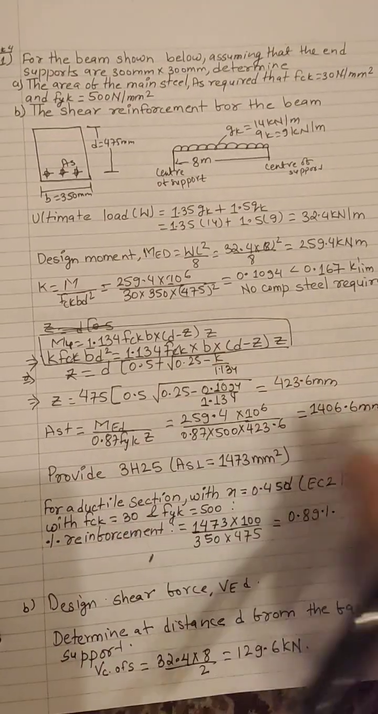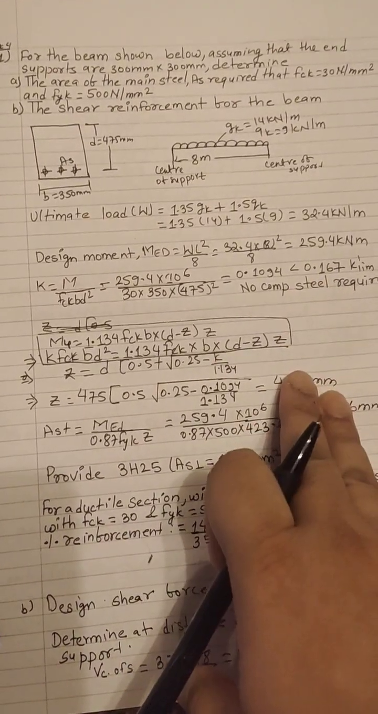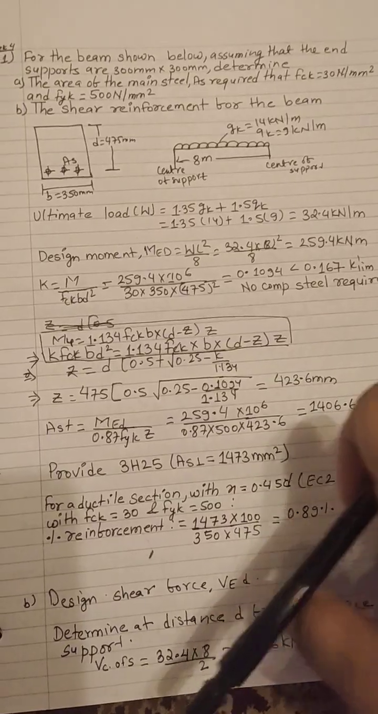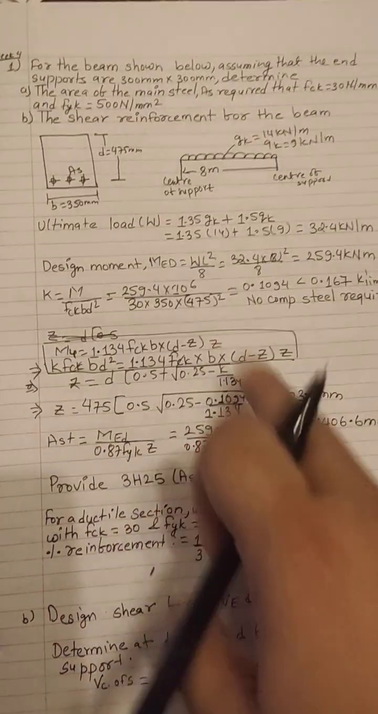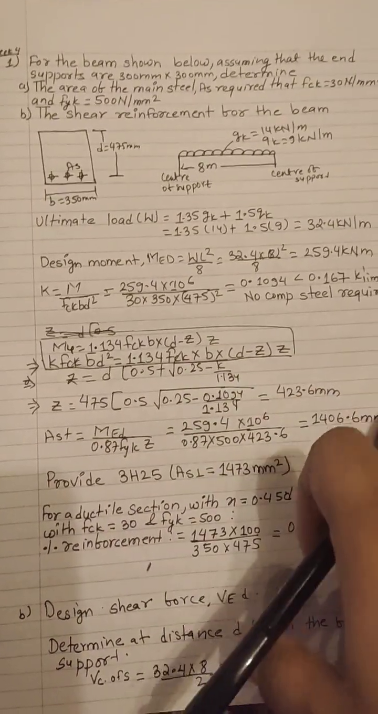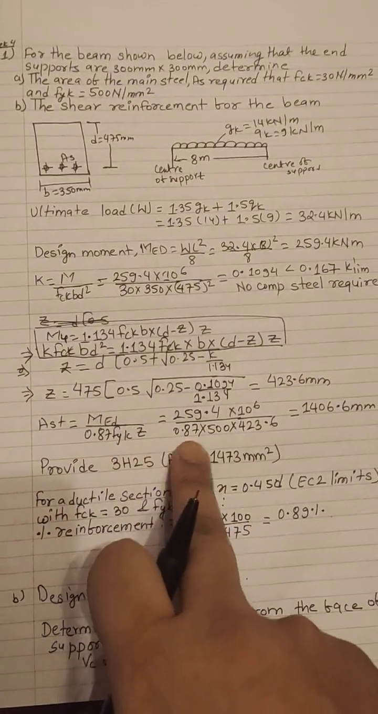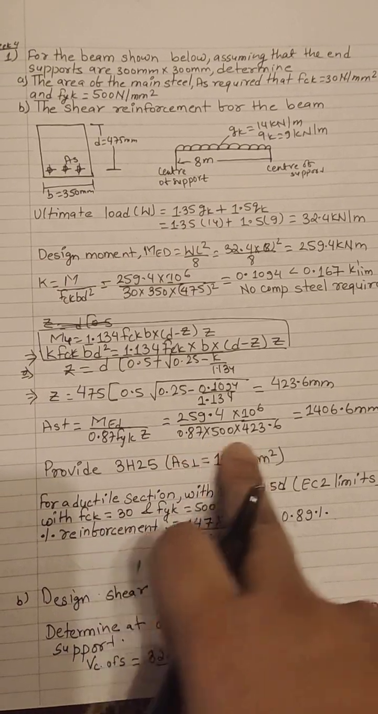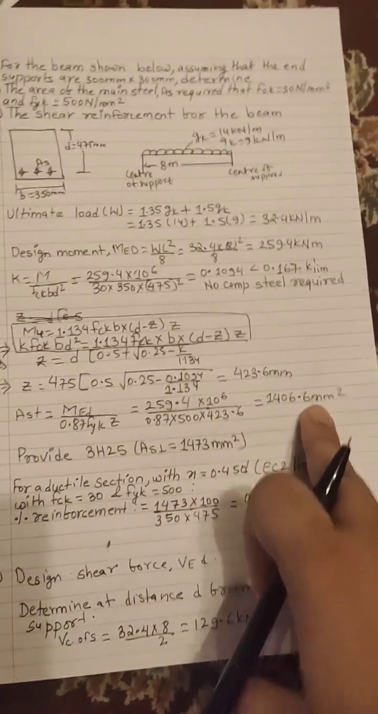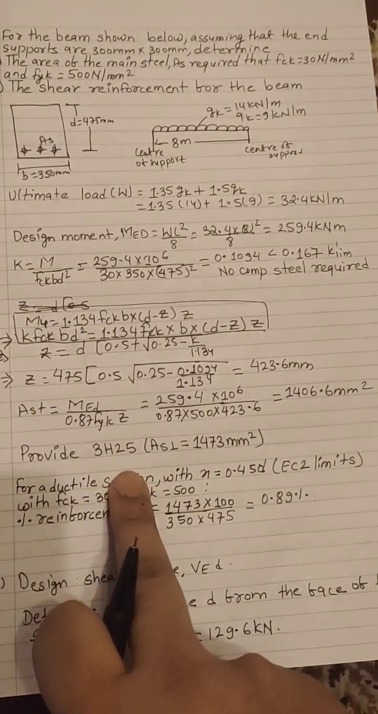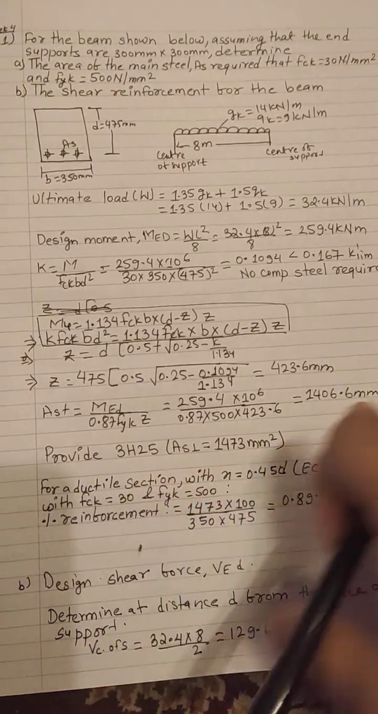We need to check it is less than the maximum 0.95d. It is fine and satisfies the result. We get As1 equal to MEd by 0.87 fyk z. We get 1406.6 mm squared, so we are providing 3 H25 bars.